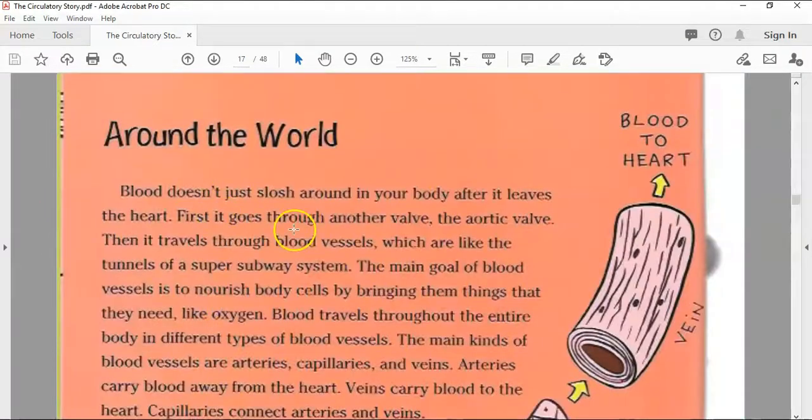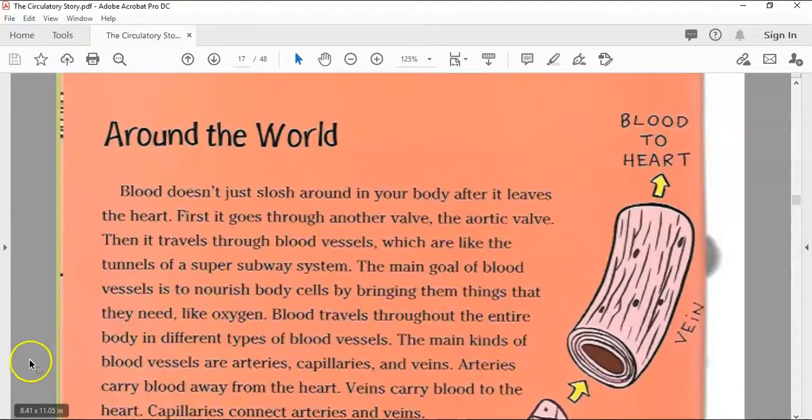Blood doesn't just slosh around in your body and leave the heart. First, it goes through another valve called the aortic valve. Then it travels through blood vessels, which are like the tunnels of a super subway system. Oh, boys and girls, remember that video we saw about the subway? That's why, because it's comparing them. The main goal of blood vessels is to nourish blood cells by bringing them things they need, like oxygen.